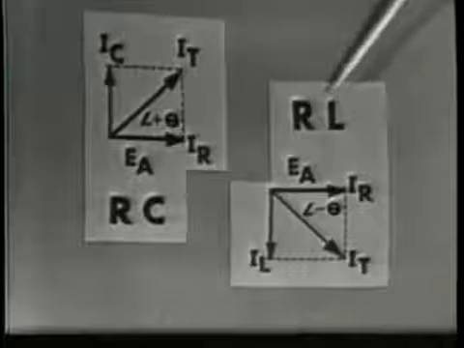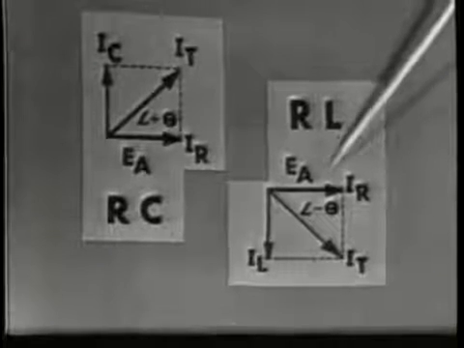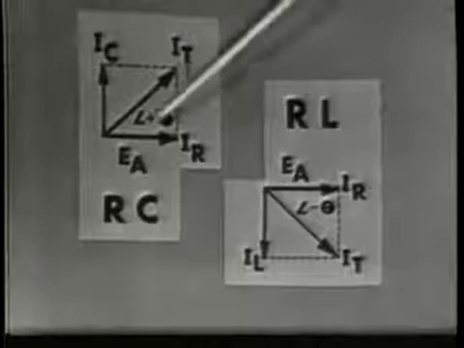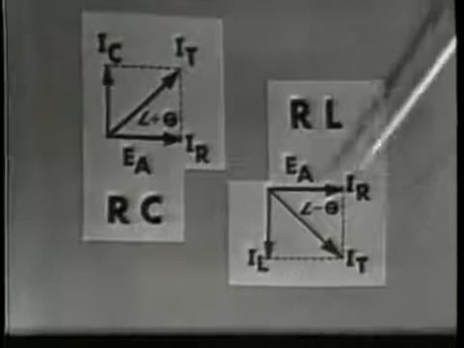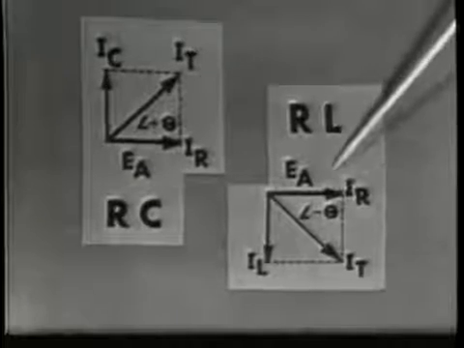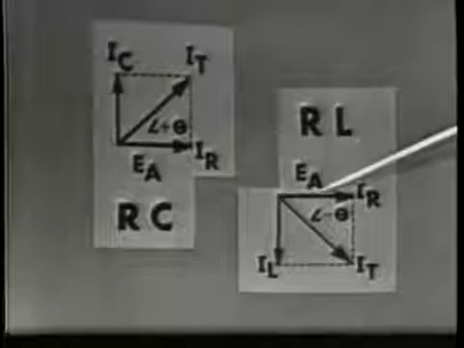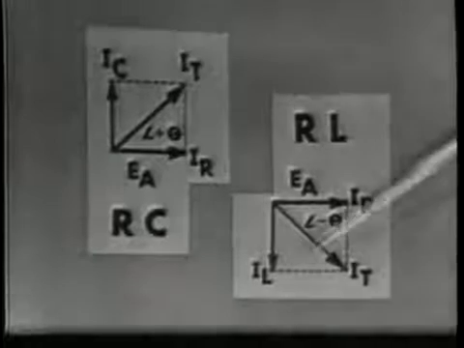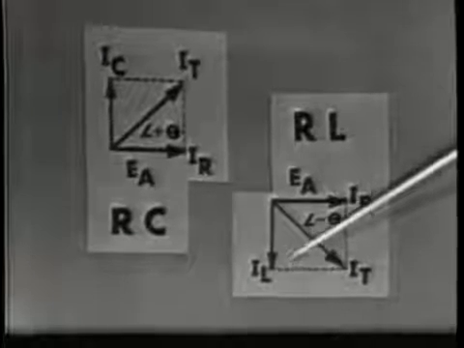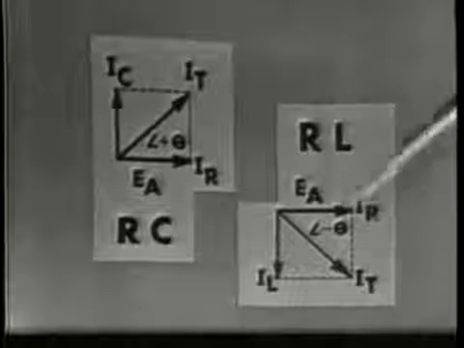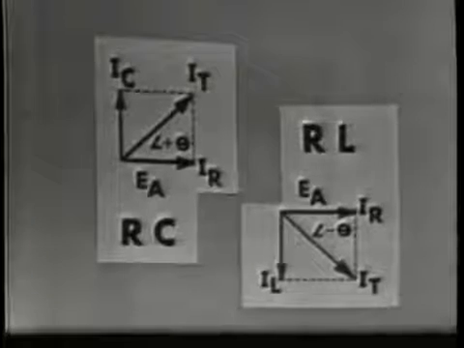In the RL circuit, EA is plotted as the reference vector, and IR, of course, is shown in phase with EA, the same way as in the RC circuit. However, since the voltage in the inductor leads the current, or saying it another way, the current in the inductor lags the applied voltage, we must show the 90-degree phase shift caused by IL. It will be plotted 90 degrees behind EA, or in the opposite direction of IC. Or current in this circuit is said to lag EA, and it has a negative phase angle.